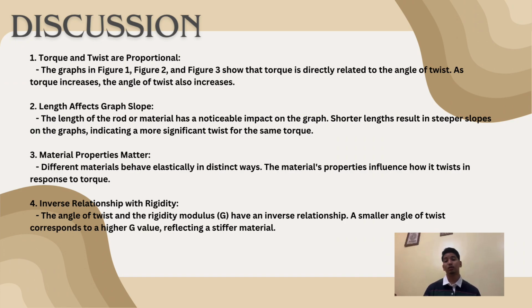The length of the rod or other material will have an impact on the graph's slope. As we can see in each graph, for each specimen, the slope will become steeper as the length is reduced. The graph also demonstrated how different materials behave in a purely elastic manner, and how their properties will affect the angle of twisting. According to the graph that I have shown in the first slide, the angle of twist has an inverse relationship with the rigidity modulus, which is G, and a narrower angle of twist raises the rigidity modulus value.